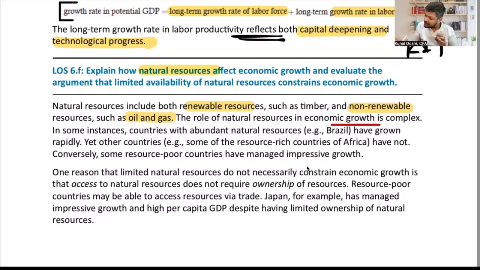For example, some countries with abundant natural resources have grown rapidly, like Brazil. They have enough natural resources with the Amazon forest, so they have really grown. But then some of the countries which have a huge amount of natural resources have not grown as much as they should.